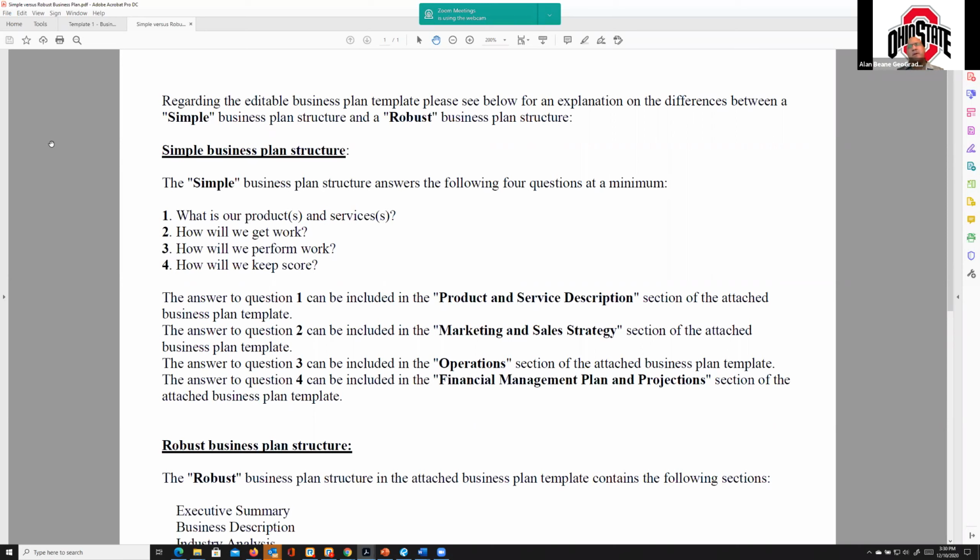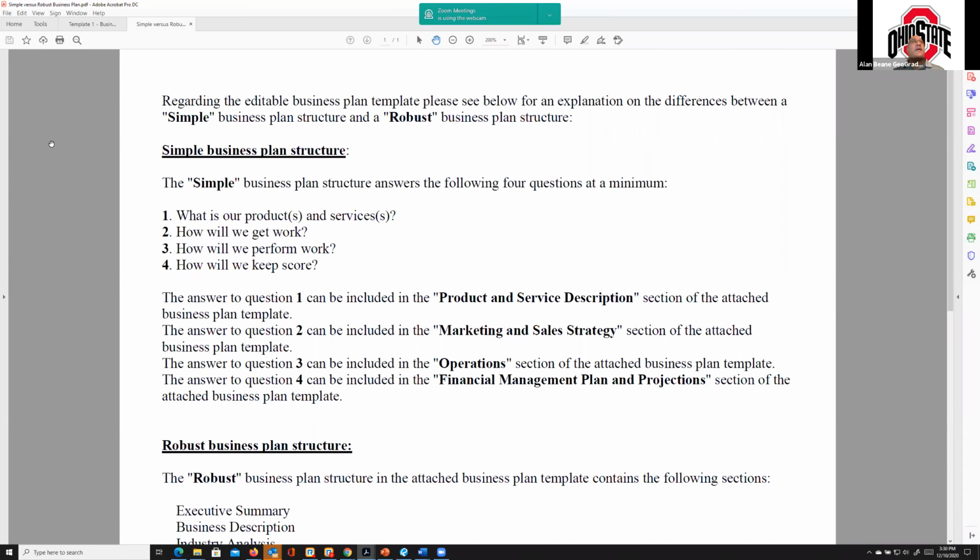The next one is, how are you going to perform the work? How are you going to get it done and know that you're growing a good reputation for yourself by getting quality services out there? That is going to be in the operations section. And then how can you keep score, know if you're winning, making money? That'll be in the financial management plan and projections.